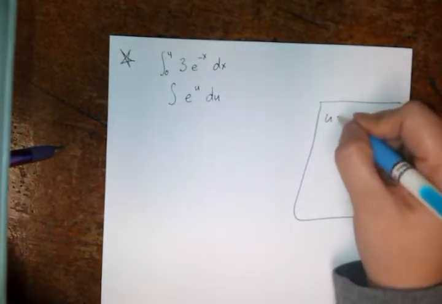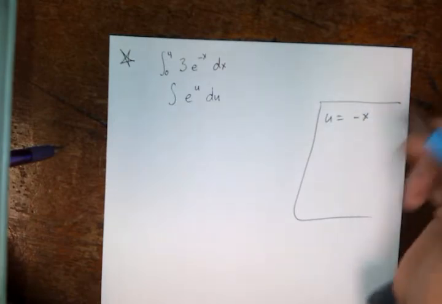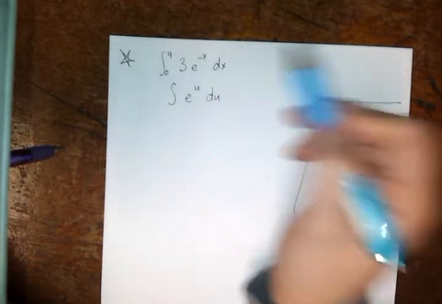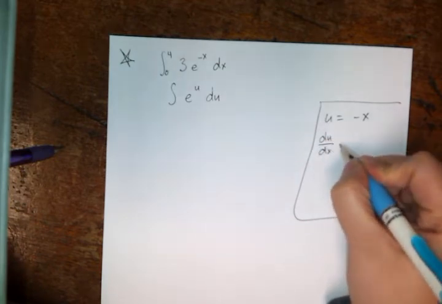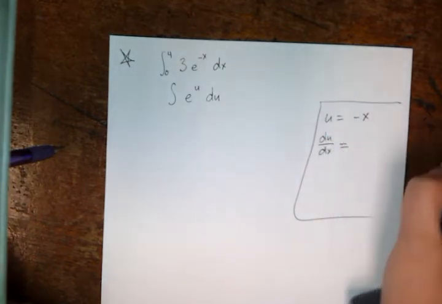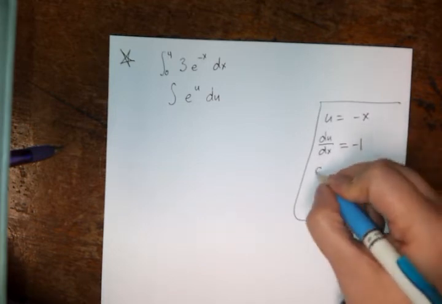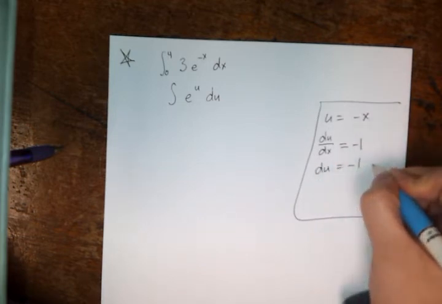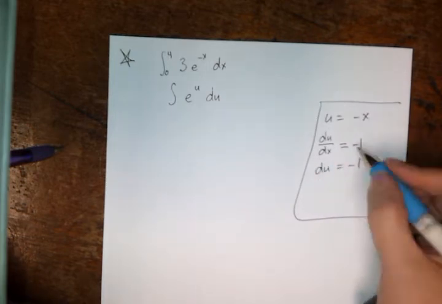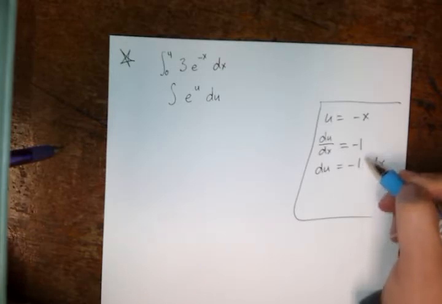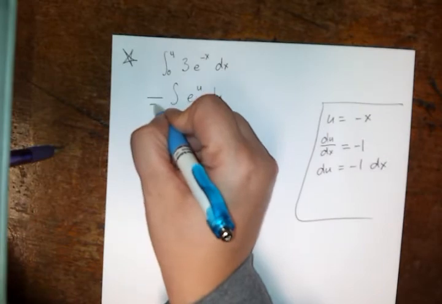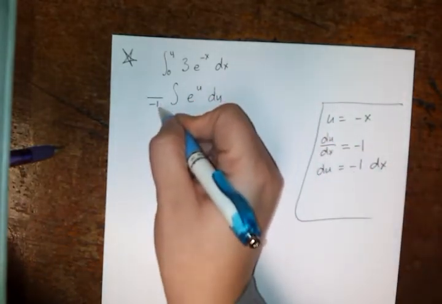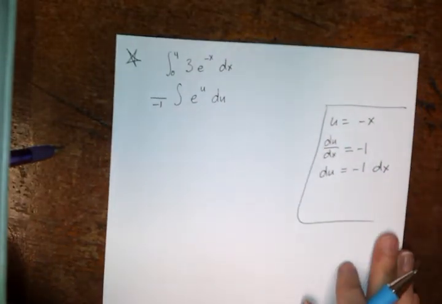So that makes our u negative x. I just took the exponent here, negative x. Derivative of u with respect to x is going to be negative 1. So du is negative 1 dx. I've got something extra here in my dx. I don't have a negative 1 up here. I've got a negative 1 down here. So I'm going to have to put that into the bottom of a fraction in front of my integral.